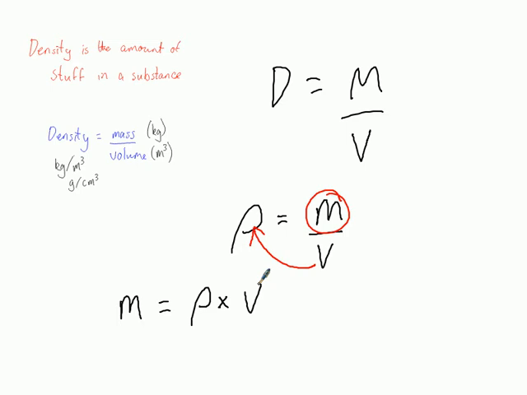That's straightforward. What about if we want volume as the subject of the equation? Well, volume is on the bottom, so we need to bring it up to the top just as before, and so it's mass divided by density. Okay, let's look at a couple of problems.